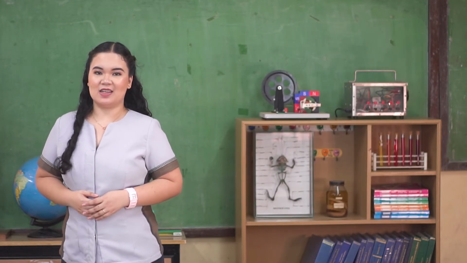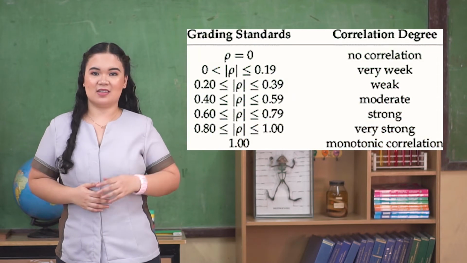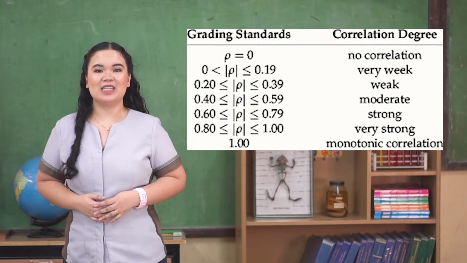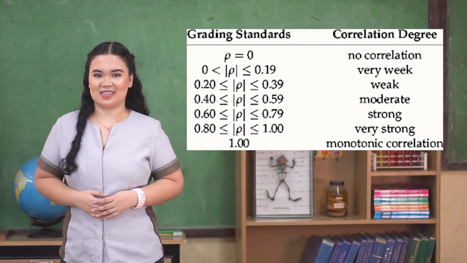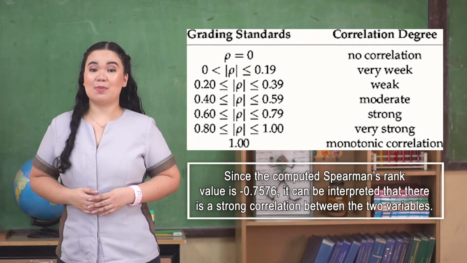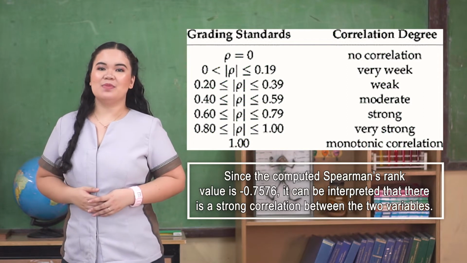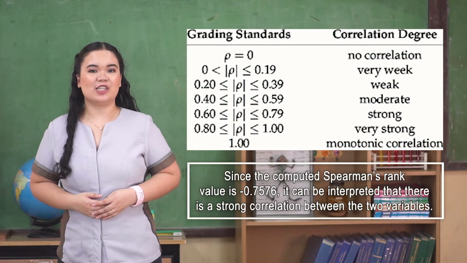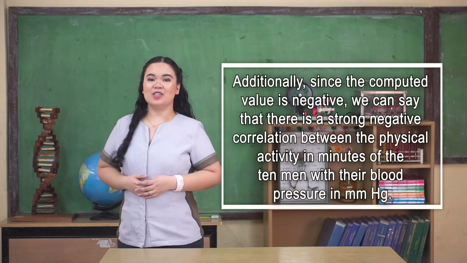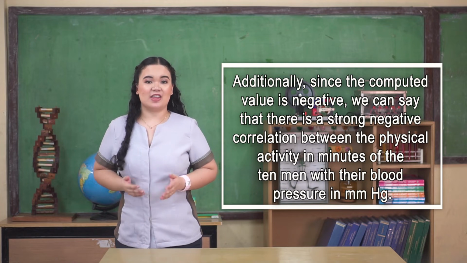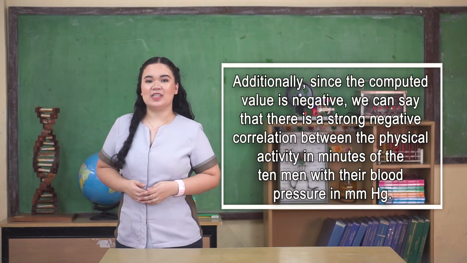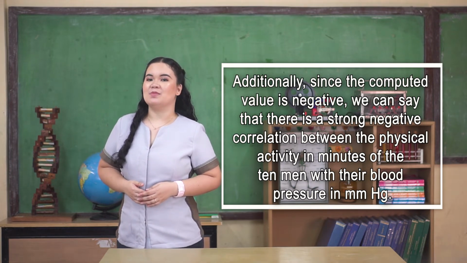Step 6. Using this table, how are we going to describe the strength of correlation based on the computed value? Since the computed Spearman's rank value is negative 0.7576, it can be interpreted that there is a strong correlation between the two variables. Additionally, since the computed value is negative, we can say that there is a strong negative correlation between the physical activity in minutes of the 10 men with their blood pressure in millimeter mercury.